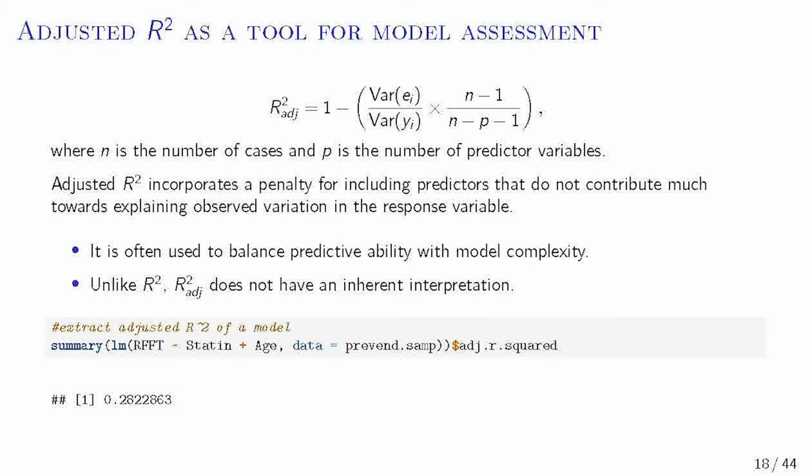Similar to R-square, there's another measure, adjusted R-square. What adjusted R-square does is incorporate a penalty for using predictors that don't contribute much. Because if you just keep adding variables, you can often get to an okay R-square, but it doesn't necessarily tell you anything. So adjusted R-square has a penalty for adding stupid variables.